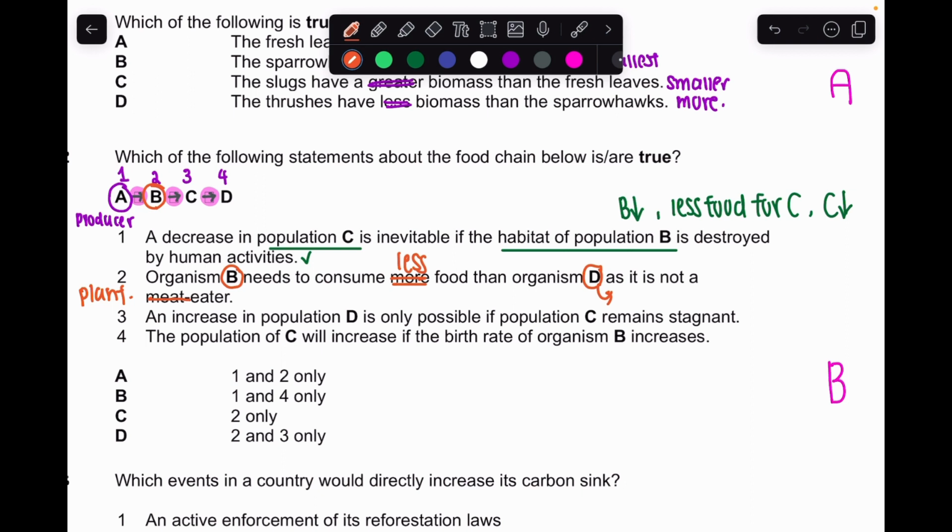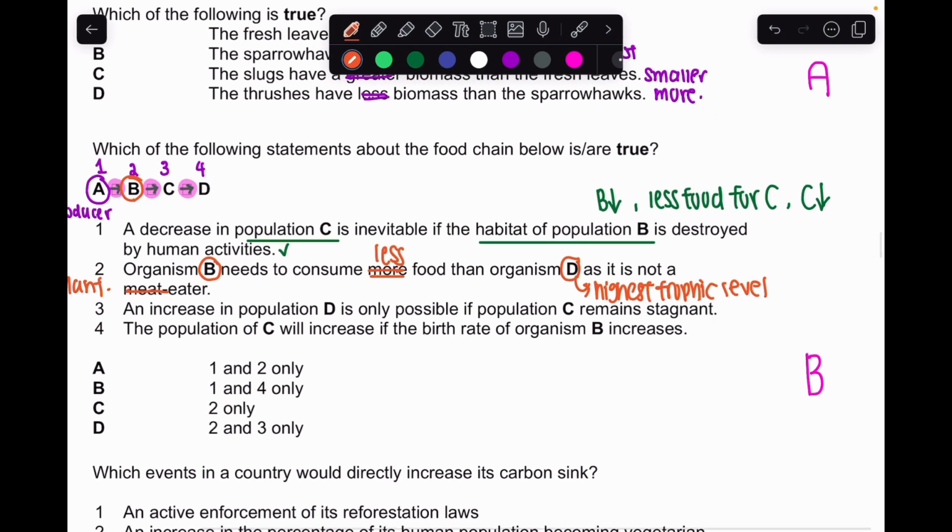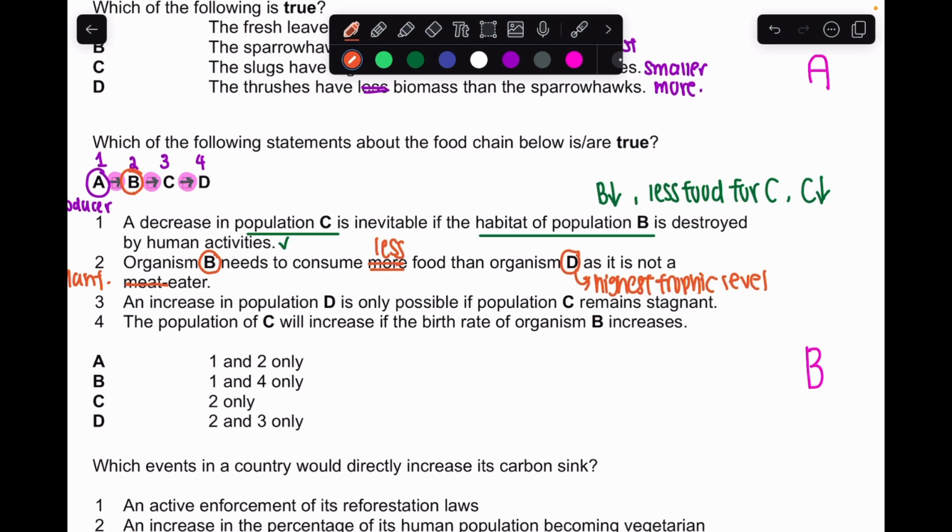Organism D is on the highest trophic level. It is at trophic level 4 in this case. So any unit of food that it is eating is going to have very little energy left. So organisms in the highest trophic level will need to eat more of the food. Okay, so number 2 is wrong.